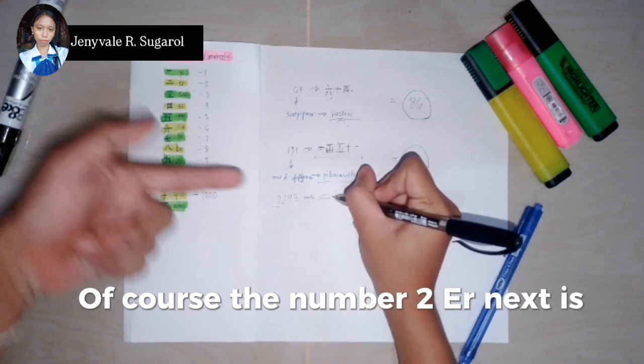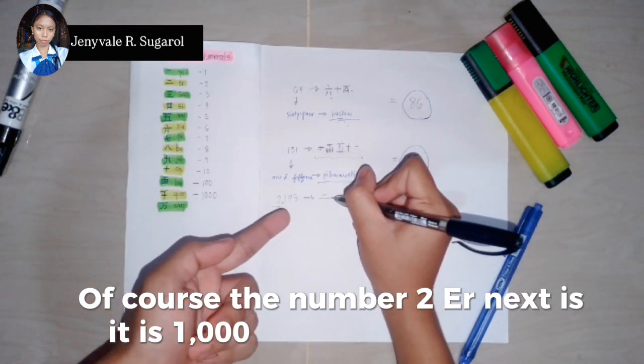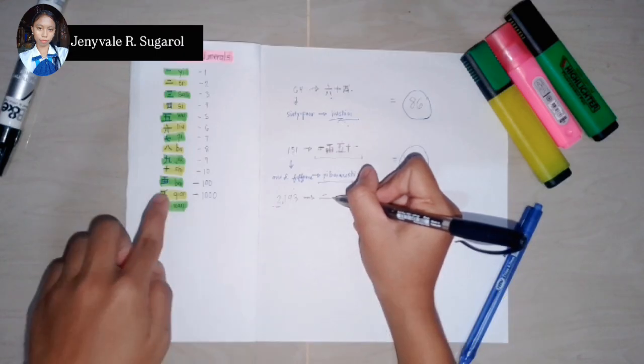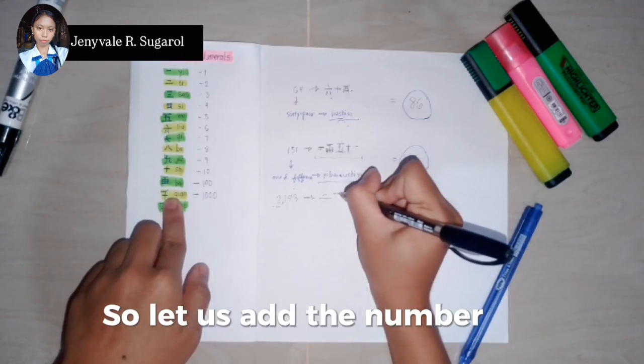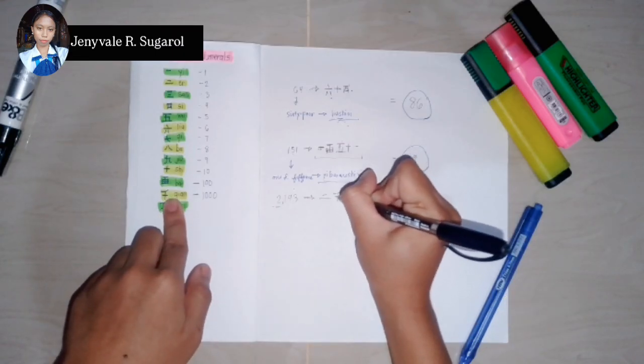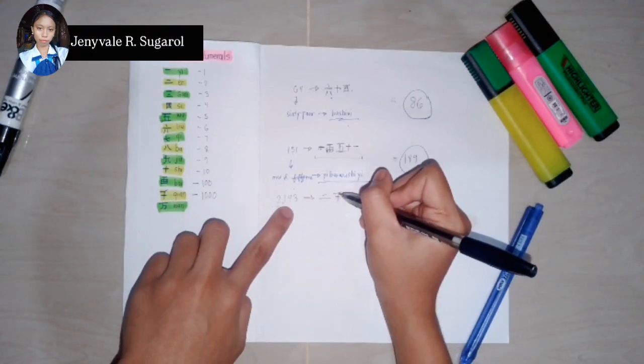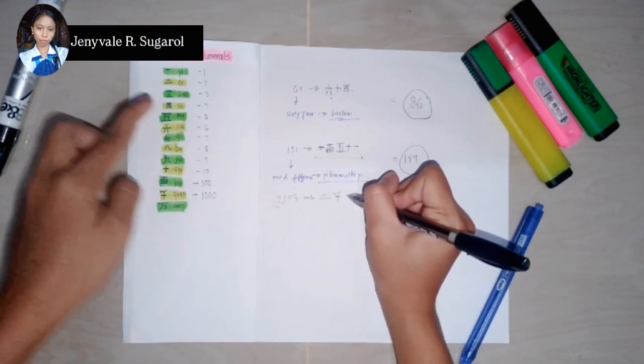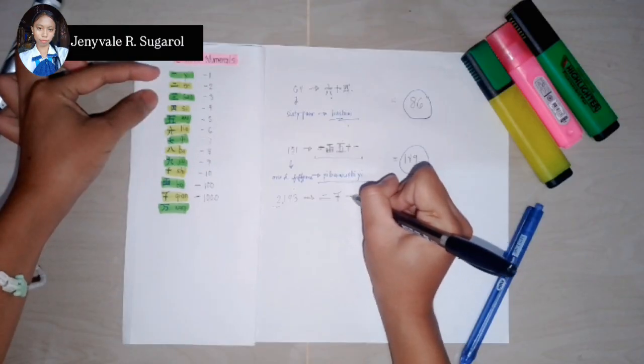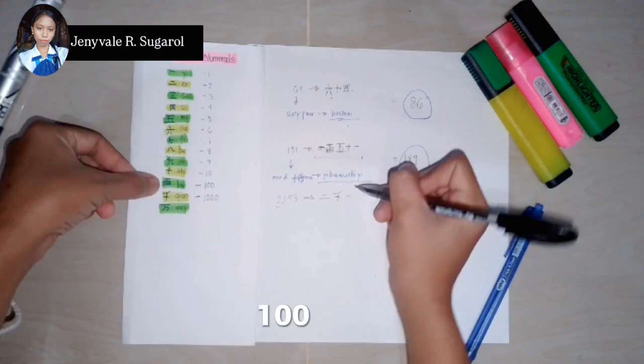Next, it is in the 1,000 place. So let us add the number Qian. Next is the number 100. 1 is Yi. 100 is Bai.